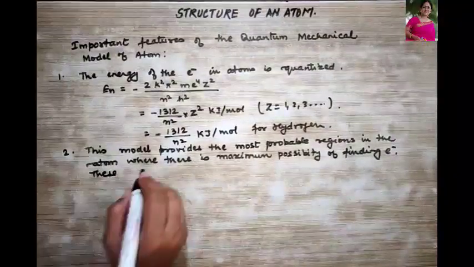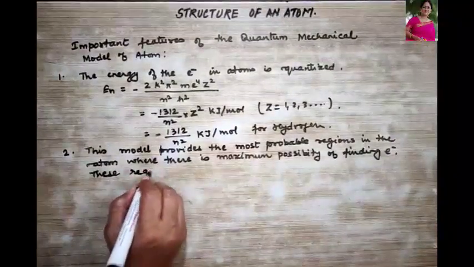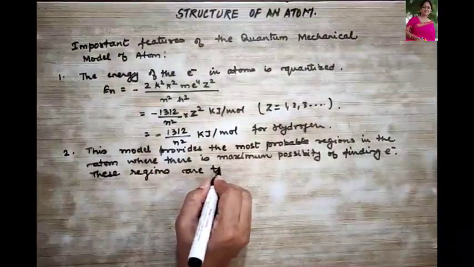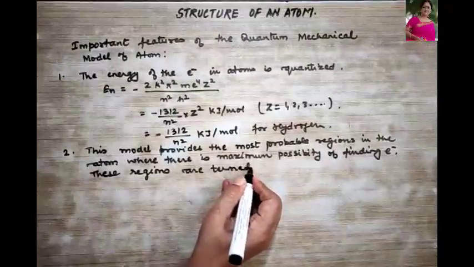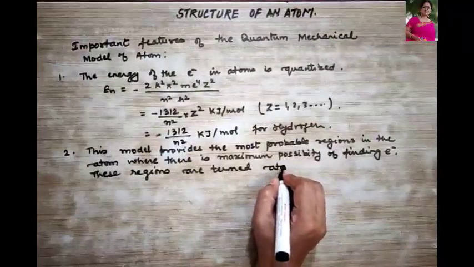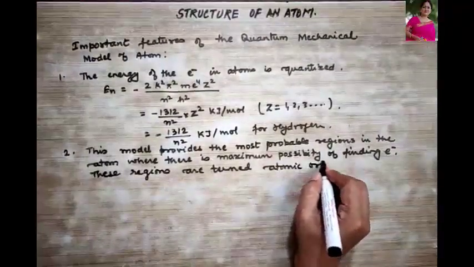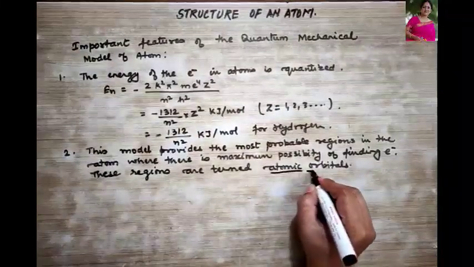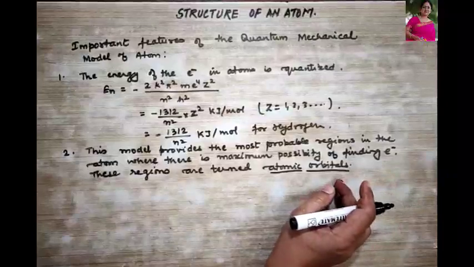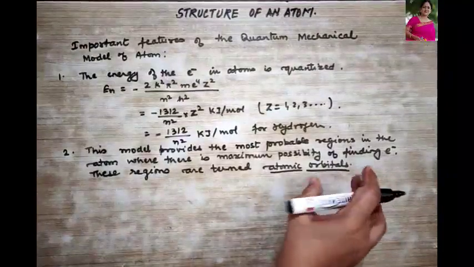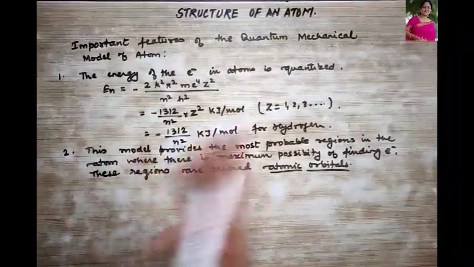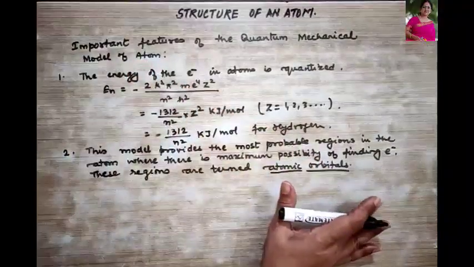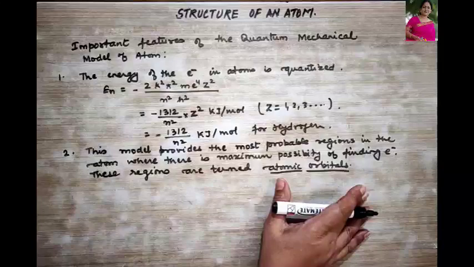these regions are termed what? These regions are termed atomic orbitals. So we have come across a new word, atomic orbitals. So what is the difference between orbital and orbit? I will teach you after this. But first let us understand all the important features of this model of an atom.